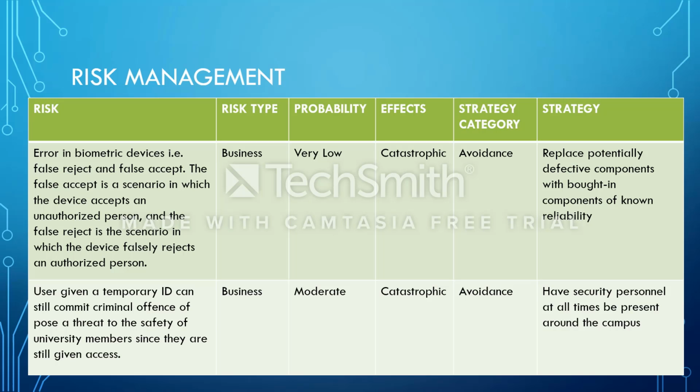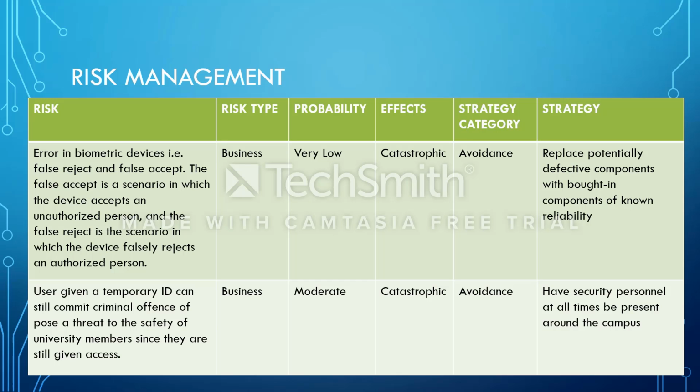low, but in the instance that it does occur, it will result in catastrophic events, as unauthorized members will gain entry to the campus that can pose a threat and danger to other university members. This can be avoided by replacing potential defective components with reliable components.